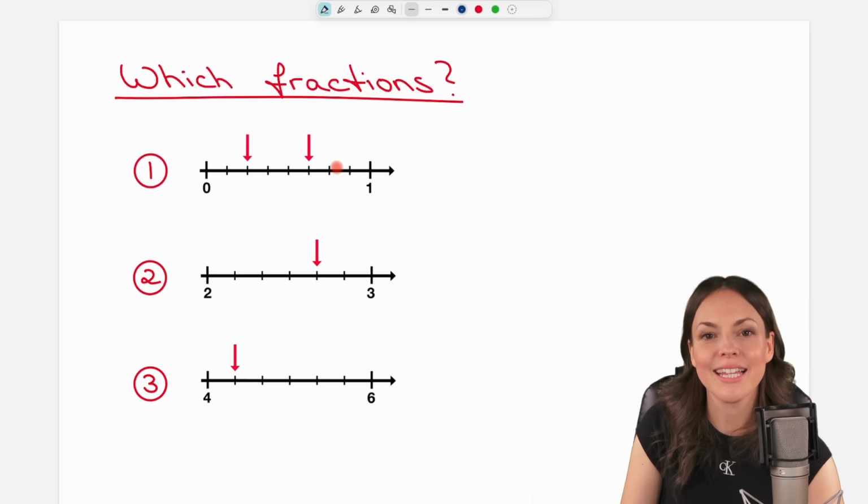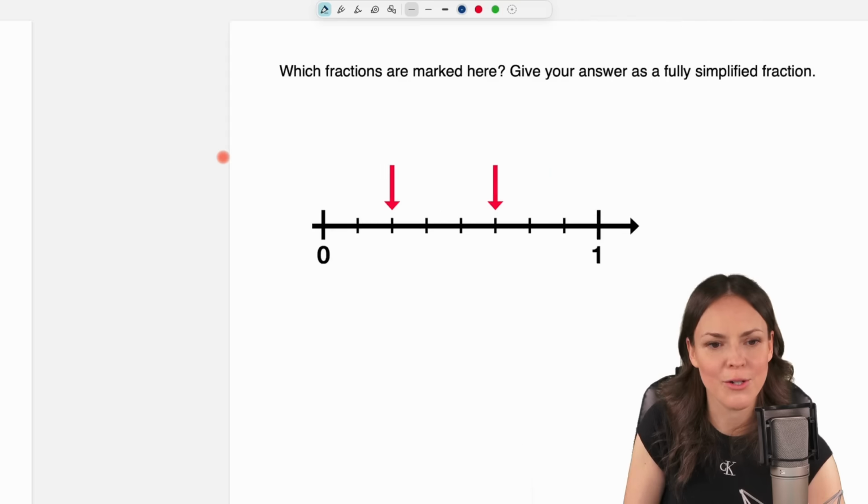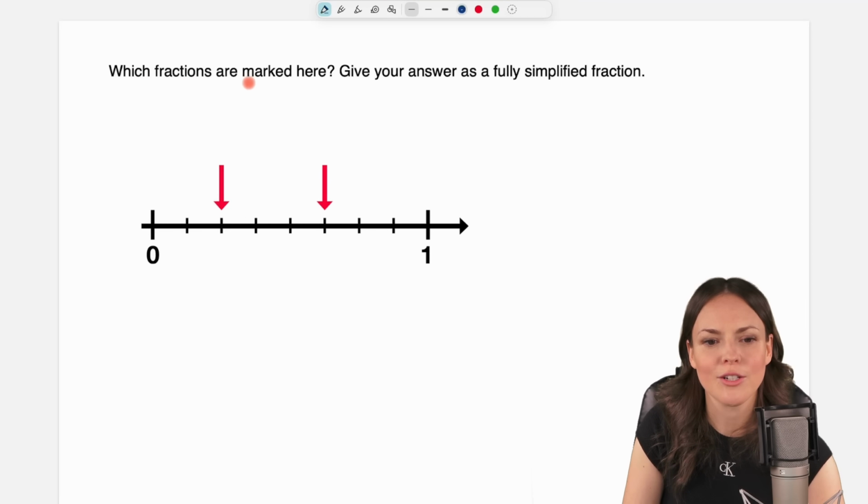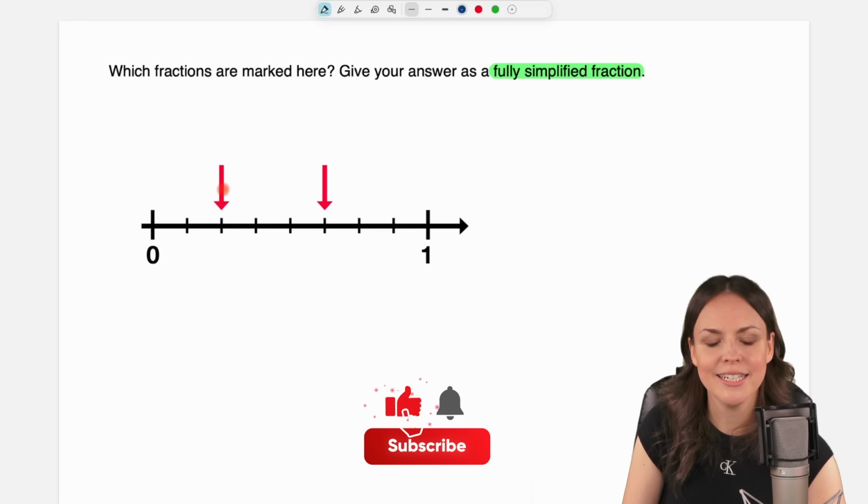We're going to take a look at these three examples together, so let's start with the first one. Which fractions are marked here? Give your answer as a fully simplified fraction. Okay, so we have to find this fraction here and this fraction here.